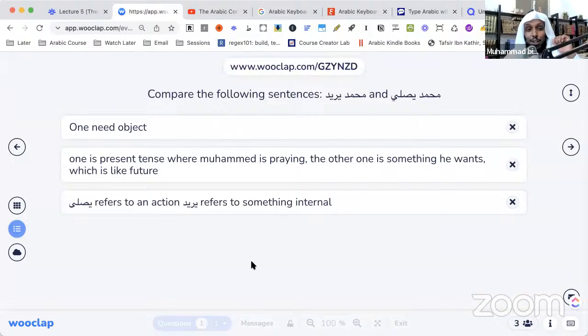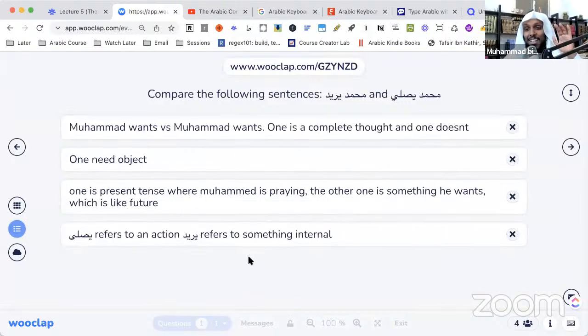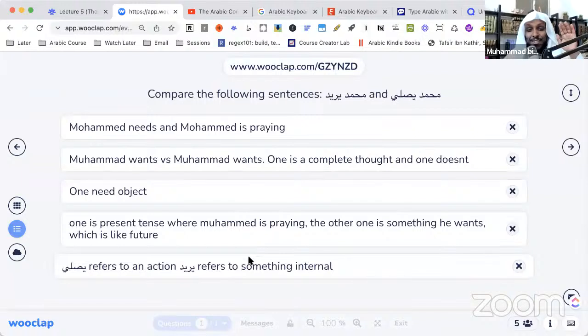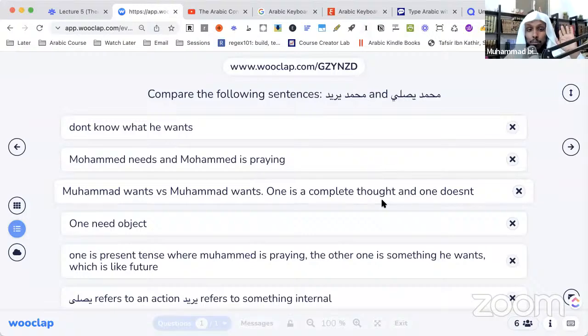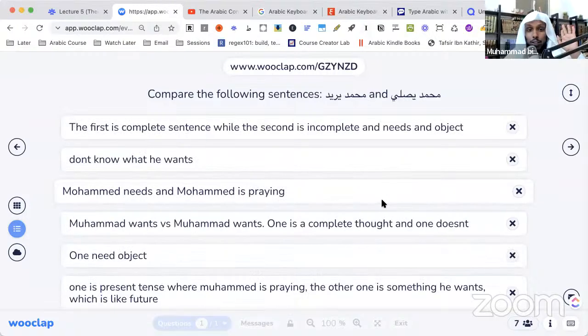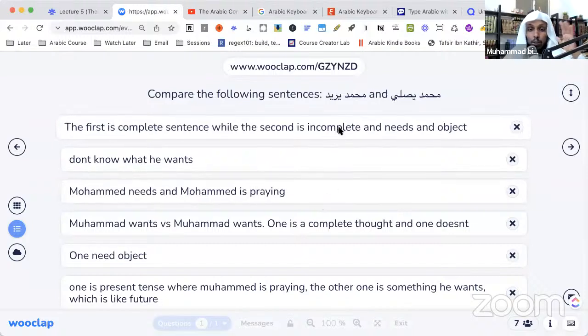Let's not get philosophical. Grammatically, what's the difference between Muhammad yusalli and Muhammad yurid? One is a complete thought and one isn't. Naam. Barakallahu feek. Ahsant. One is a complete sentence. The other one is incomplete. Okay, the first is a complete sentence while the second is incomplete and needs an object. Spot on. Whoever gave that answer, you've got it spot on.